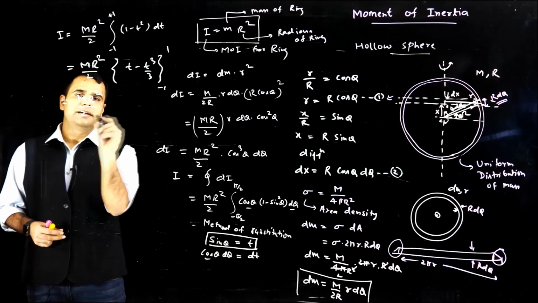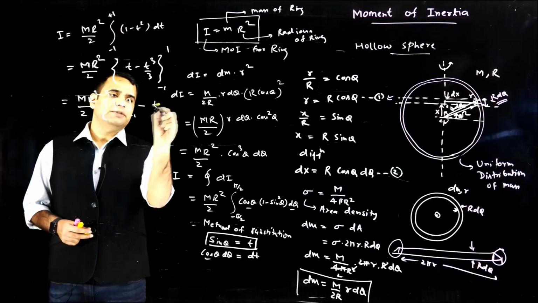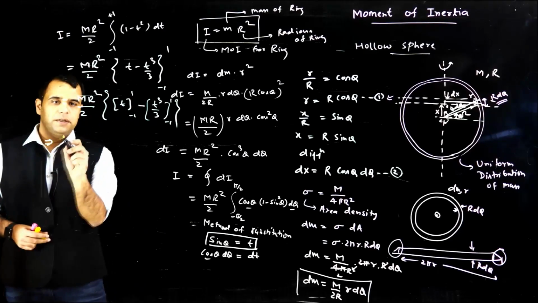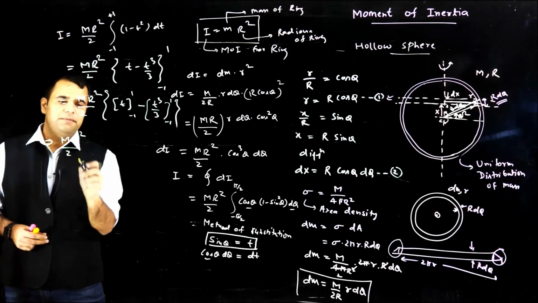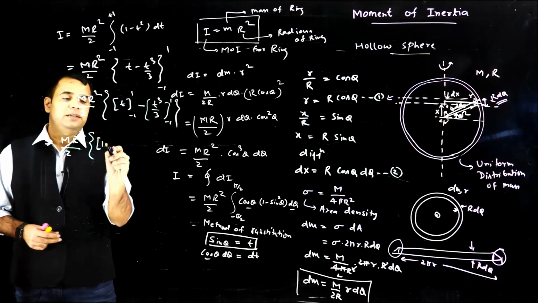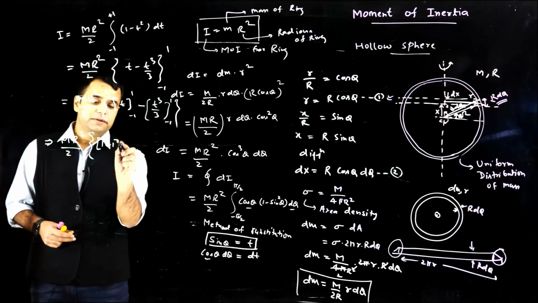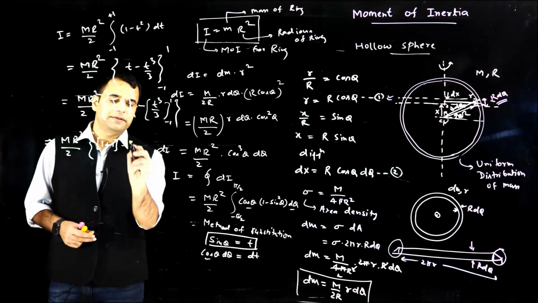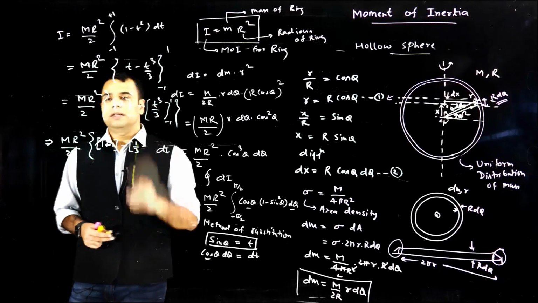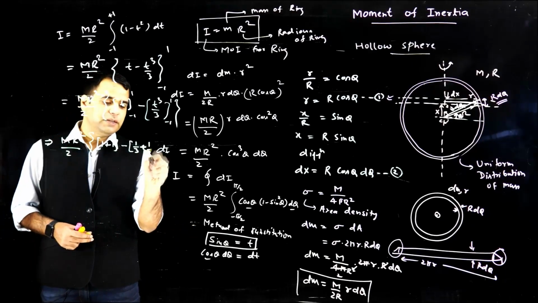So mr square by 2, here we have t from minus 1 to 1, and minus t cube by 3 from minus 1 to 1. That will be equal to mr square by 2. If you put the upper limit in place of t, that is 1, then minus of, we'll put the lower limit in place of t, that is minus 1, so minus minus will become positive, plus 1. Minus of, we'll put the upper limit, that is 1, it will be 1 by 3, minus of, we'll put the lower limit, that is minus 1 to the power cube, which is minus 1 again. So minus minus will be positive 1 by 3.